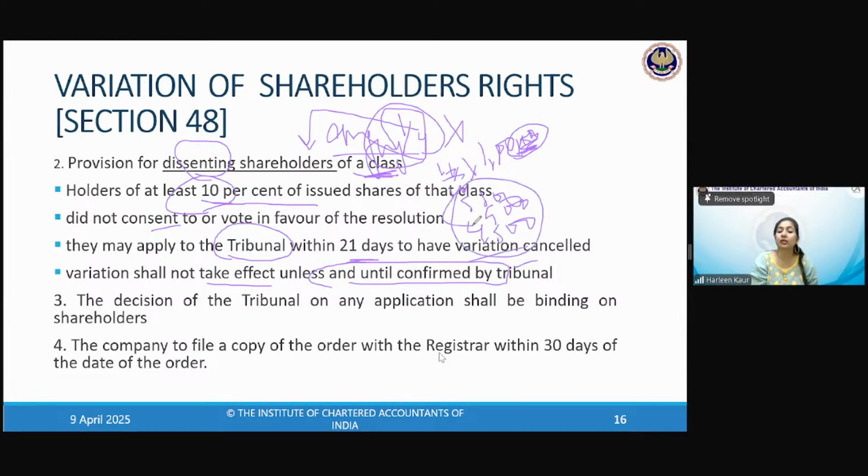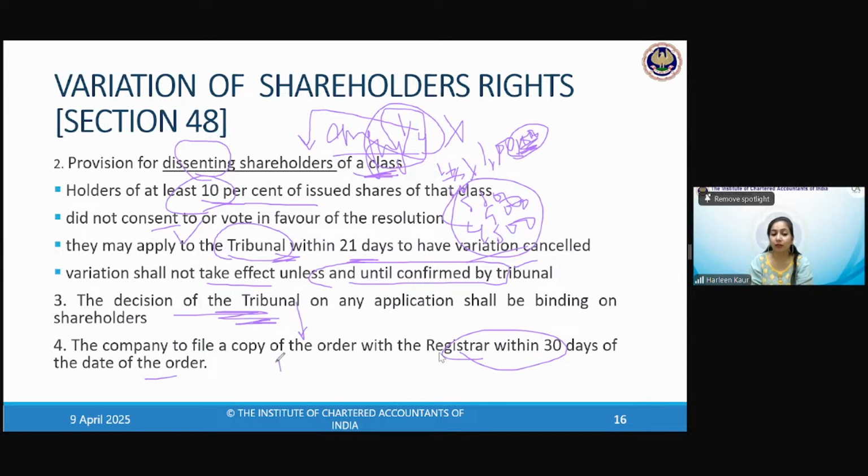So all these shareholders together will go and file an application that we have not consented in favor of the resolution. They will file an application to the tribunal, and tribunal will now ask the company that you will have to wait unless and until my order is passed. And the decision of the tribunal shall be binding on the shareholders. And once this tribunal's copy has come, we will have to file this copy with the registrar within 30 days from the date of order.